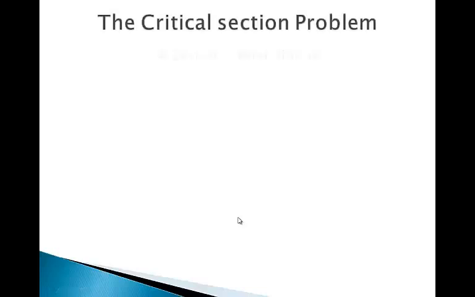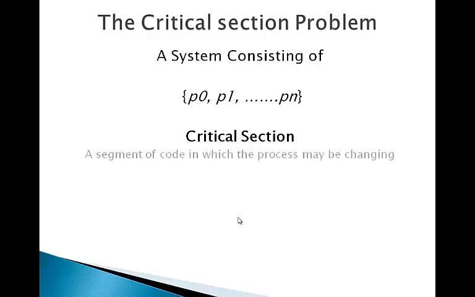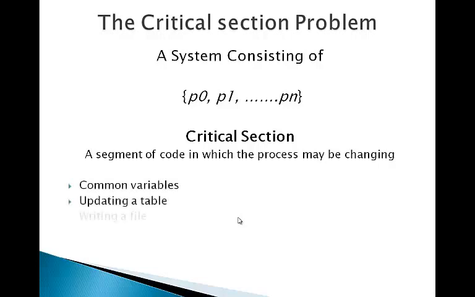The critical section problem. Consider a system consisting of n processes P0, P1 up to Pn-1. Each process has a segment of code called a critical section in which the process may be changing common variables, updating a table, writing a file, and so on.